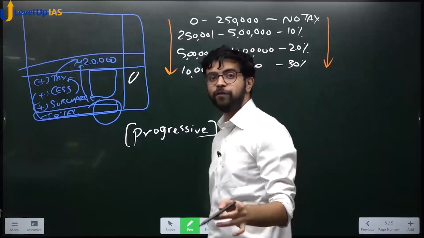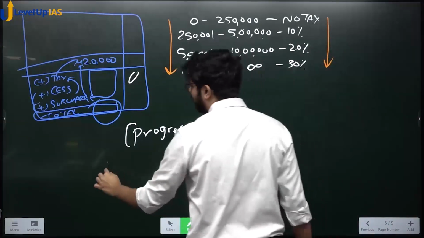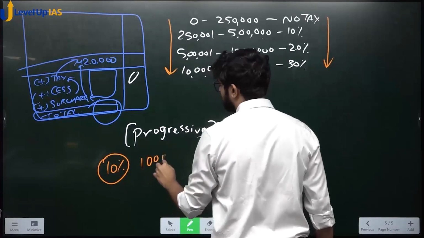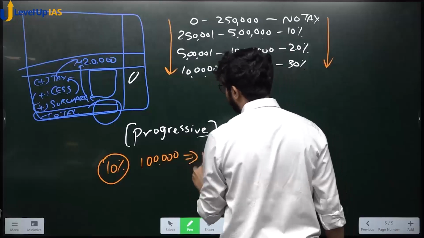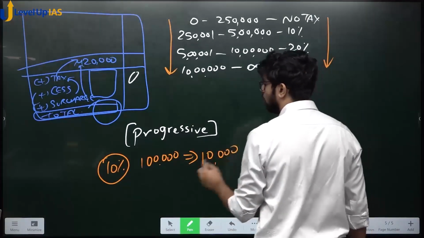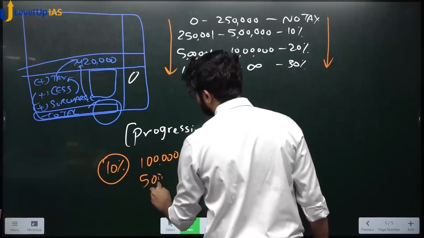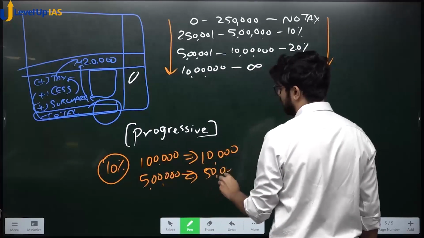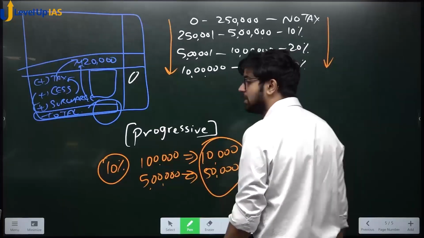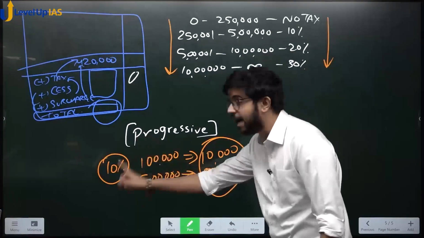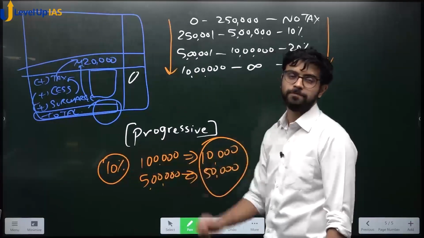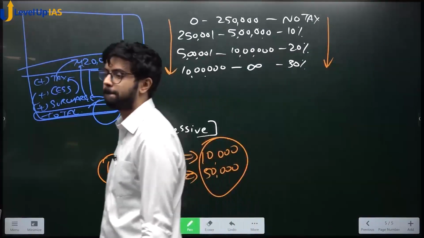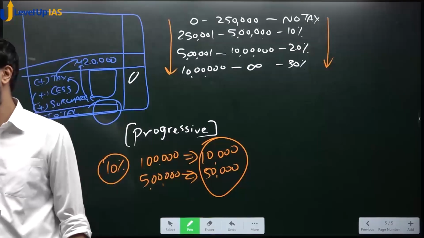See, if it was a flat rate of 10%, what would have happened? Flat rate of 10% है, क्या हो रहा है? You are earning 1 lakh rupees. How much is the tax? 10,000 rupees. You are earning 5 lakh rupees. How much is the tax? 50,000 rupees. Is the tax increasing? Yes. Is the rate increasing? No. This is very important for you to understand. Very, very, very important.